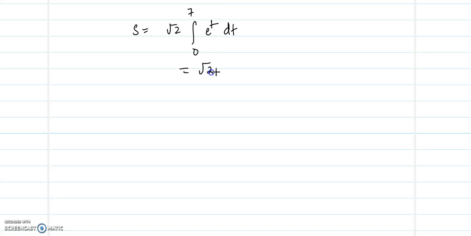So that will be root 2. Now the integral of e^t is itself, from 0 to 7. So that will be root 2 times (e^7 minus e^0, which is 1). So this will be the required arc length.